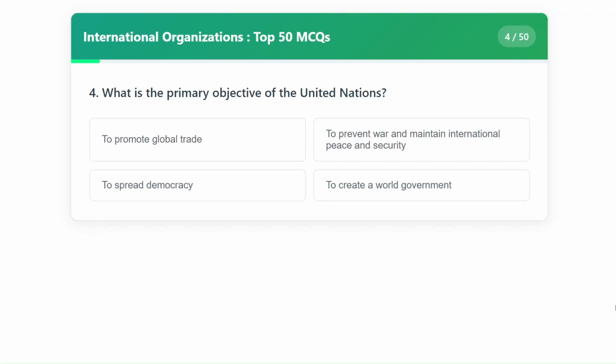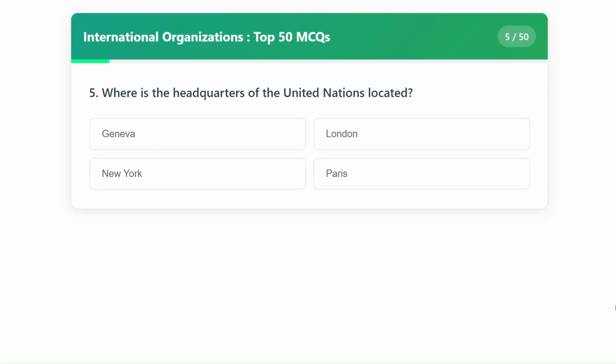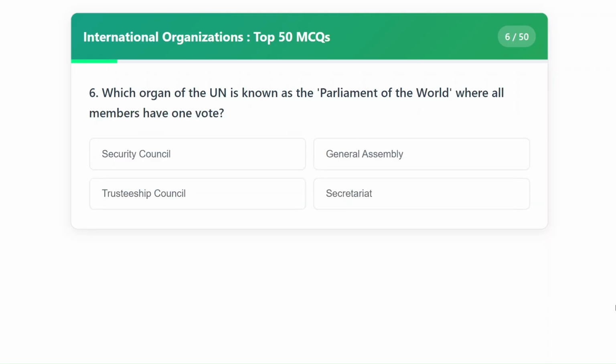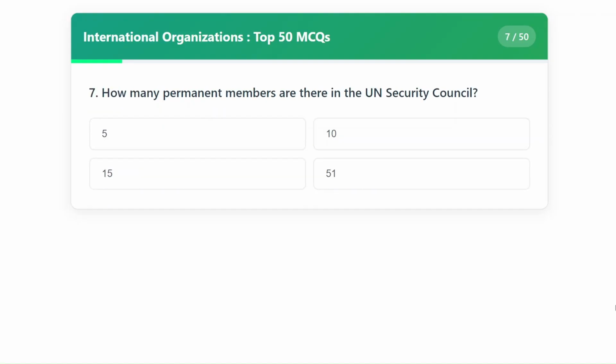What is the primary objective of the United Nations? To prevent war and maintain international peace and security. Where is the headquarters of the UN located? New York. Which organ of the UN is known as the Parliament of the World, where all members have one vote? General Assembly.